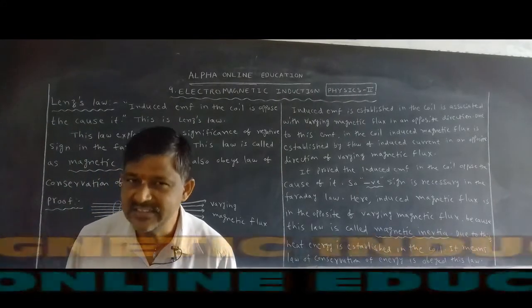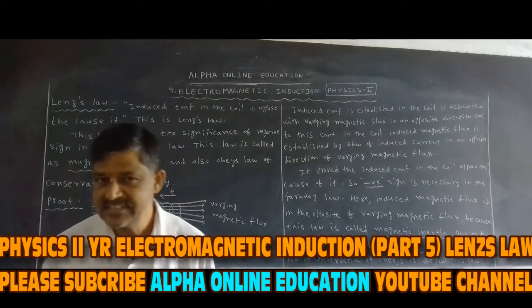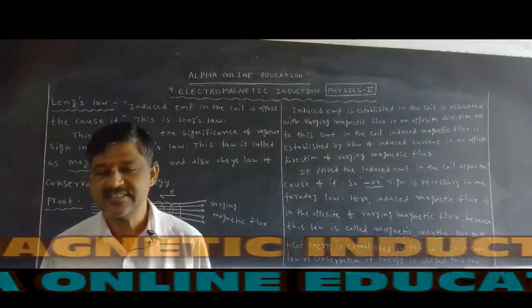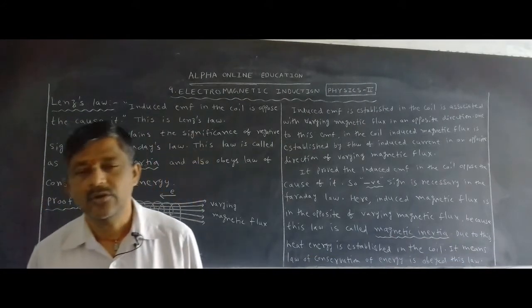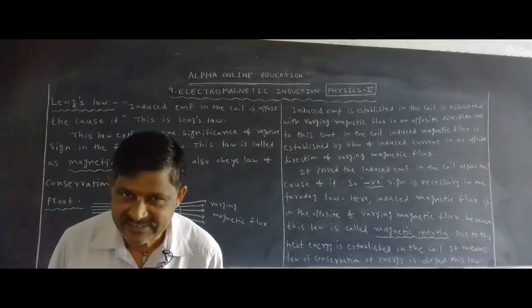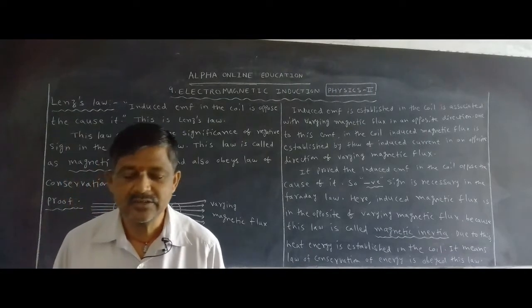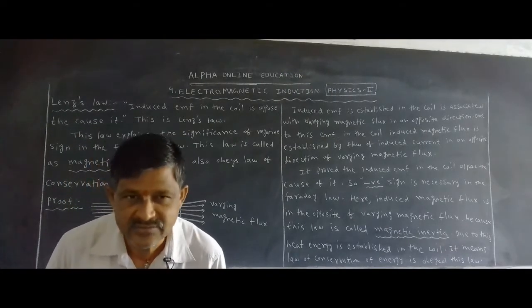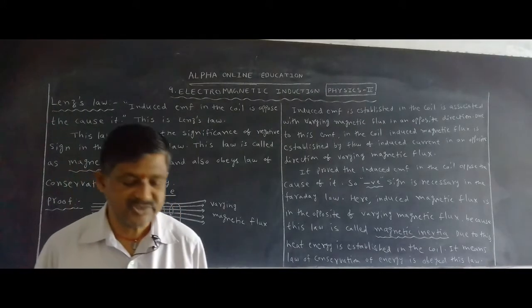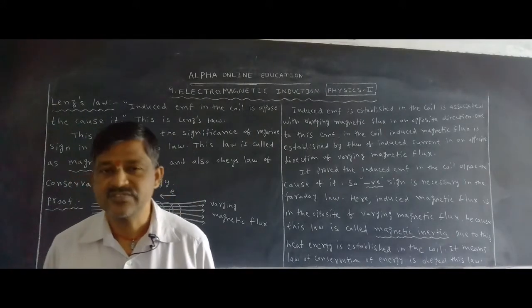So, Lenz's law explains the significance of the negative sign, is also called magnetic inertia, and shows that it obeys the law of conservation of energy. Now, the statement is very, very important: induced EMF in the coil opposes the cause of it.